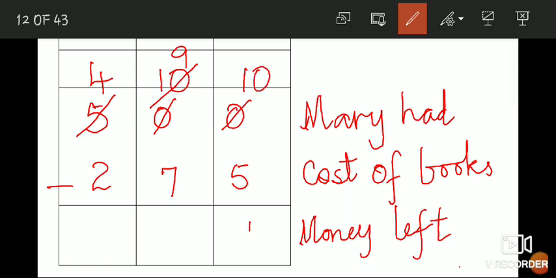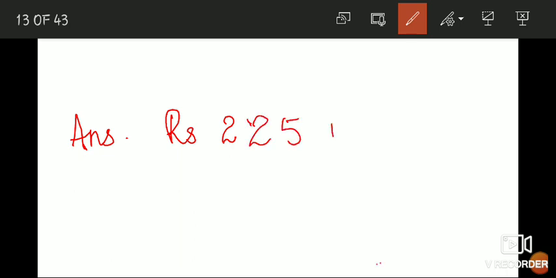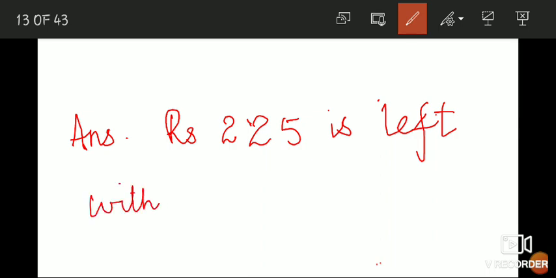10 minus 5 is 5. 9 minus 7 is 2. 4 minus 2 is 2. How much money is left with Mary? We'll have to write down 225 rupees. So, answer: 225 rupees is left with Mary.